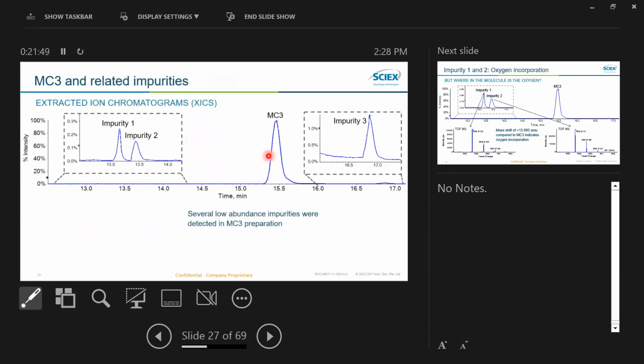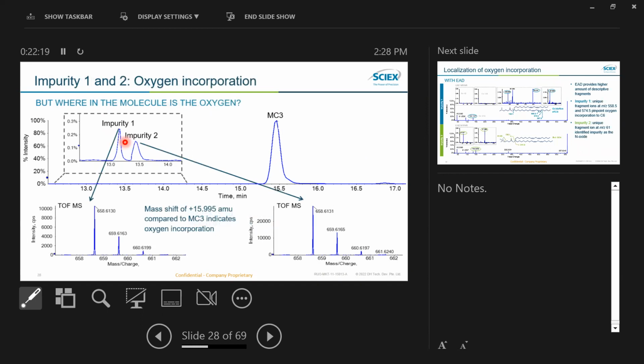So, we were able to confirm the structure of the main peak MC3, but what we really wanted to get at was, can we determine the structures of some of these impurities that we also see within the raw material? So I've listed these as impurity 1, impurity 2, and impurity 3. There's several other impurities within this raw material formulation or substance. But if we focus on impurity 1 and impurity 2, these are earlier eluters in a reverse phase chromatogram.